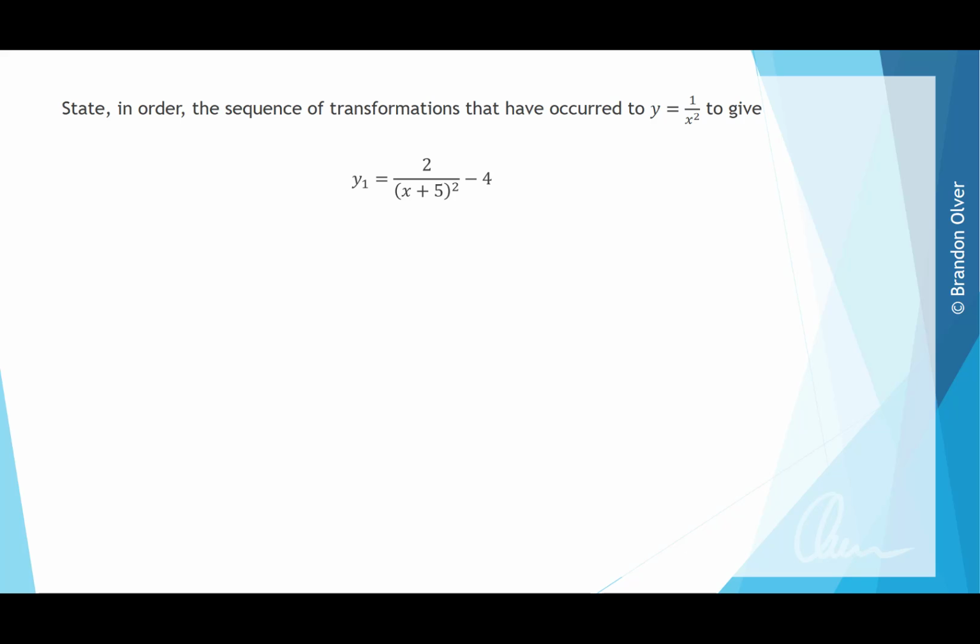State in order the sequence of transformations that have occurred to y equals 1 divided by x squared to give the equation below. So when we're trying to determine the transformations that have occurred, the first thing we need to do is reintroduce the dashes onto the x and y variables in our image equation. The next thing we do is try to make this equation resemble y equals 1 divided by x squared, the basic equation, as much as possible.